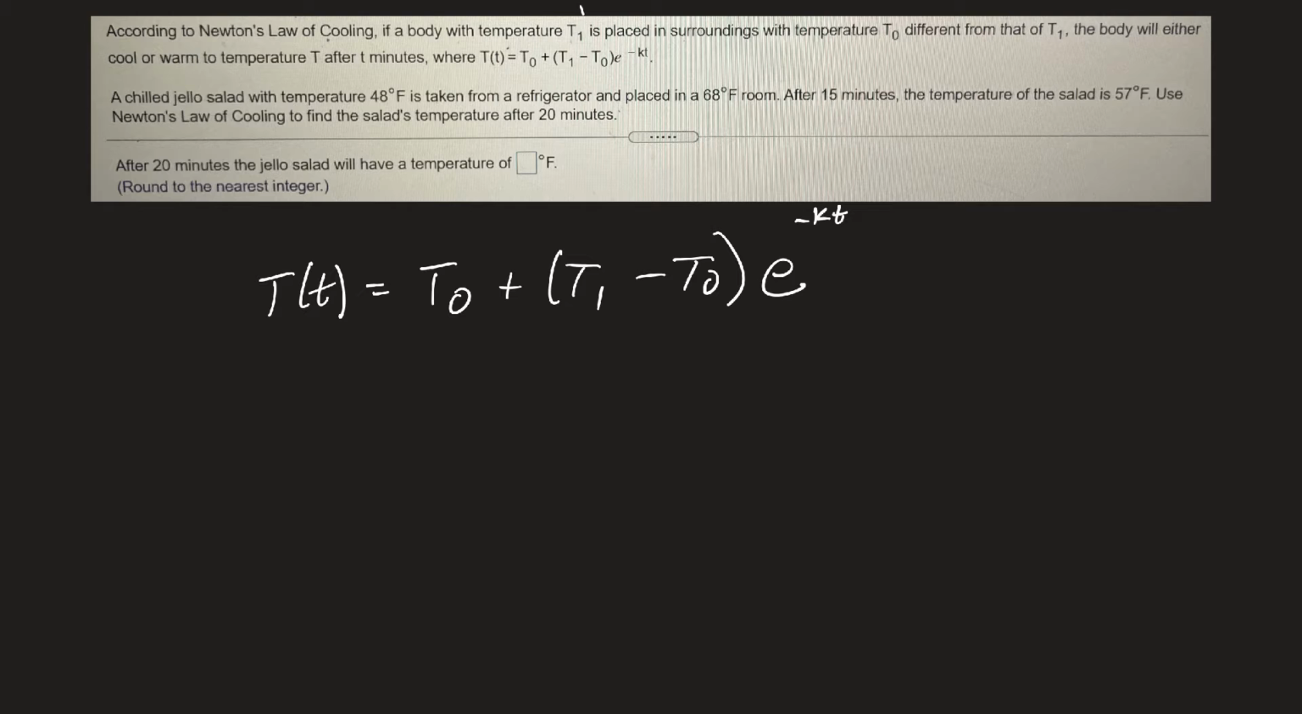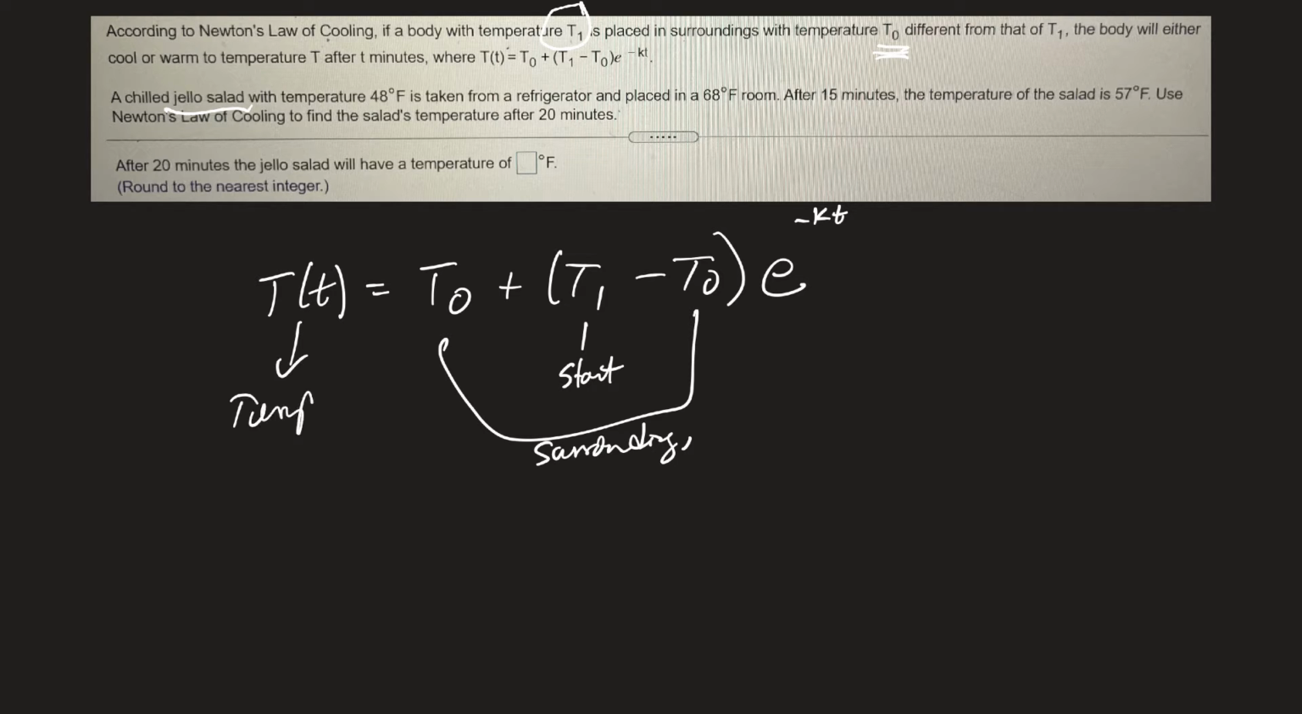So they say T1 is the temperature you start with. Some body, like jello or coffee, or a jello salad, has a temperature, and then it's placed in surroundings that are T0. So those two are the same, and that's the surroundings. T would be your temperature at the end. And then k would be some kind of cooling constant. Well, I guess I should have spelled it with a C. Cooling constant, and then t is time, and time is in minutes.